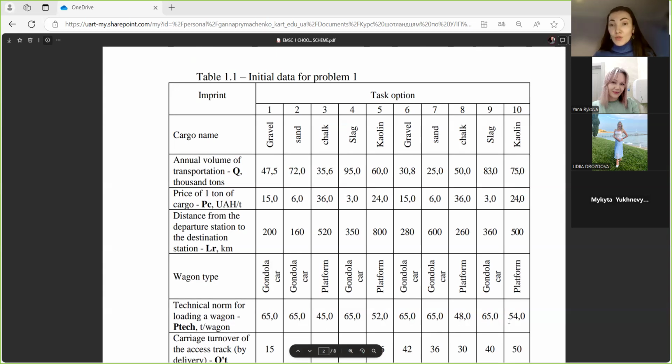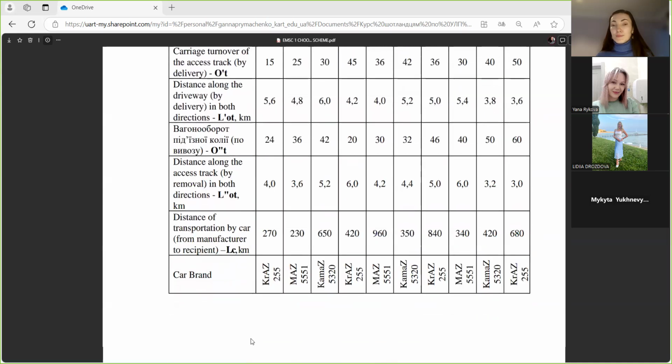Which variants could we use? For example, variant 10, 54 tons. We use the first formula, formula 1.8. Please see this information for your variant. And I will come back and write this information somewhere because we use this P with index stage in our formula.